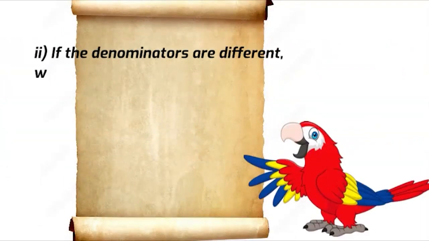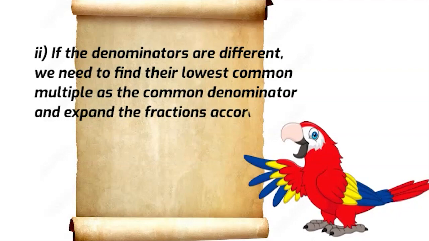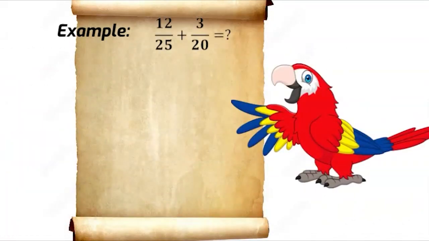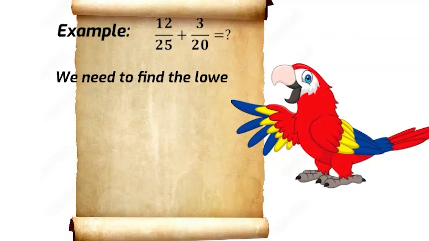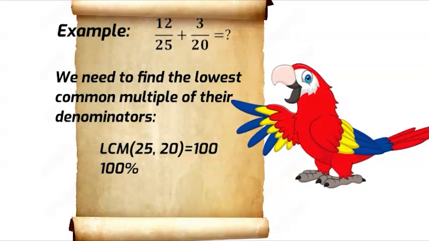If the denominators are different, we need to find their lowest common multiple as the common denominator and expand the fractions accordingly. For example, what is the result of adding 12 over 25 with 3 over 20? First, we need to find the lowest common multiple of their denominators, and it is 100. 100 divided by 25 is 4 and 100 divided by 20 is 5. These are the numbers that we will expand our fractions by.